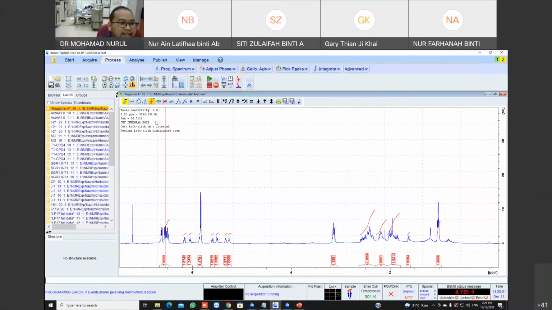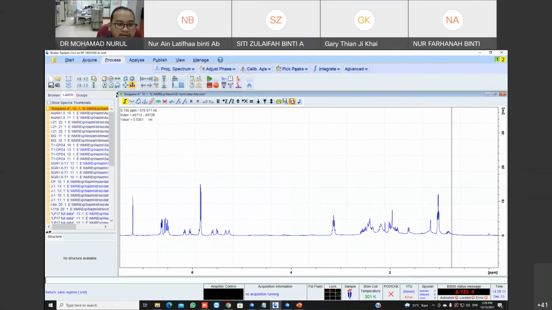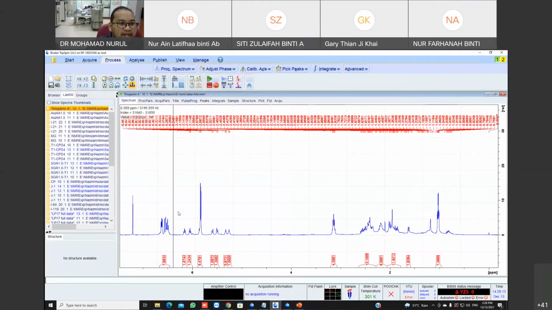Okay, this is for integrations, okay? And don't forget, after you make any changes, make sure you save. Return and save regions. Okay, you can play around with all the parameters here. Okay, don't be afraid. The data is there. You can save and play around and do it again.